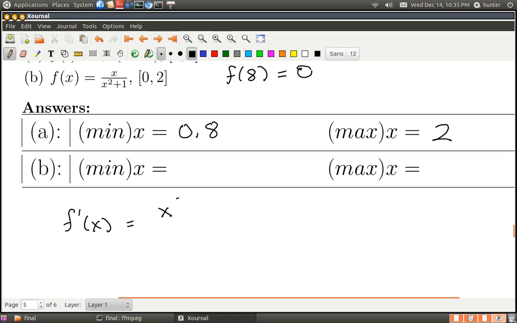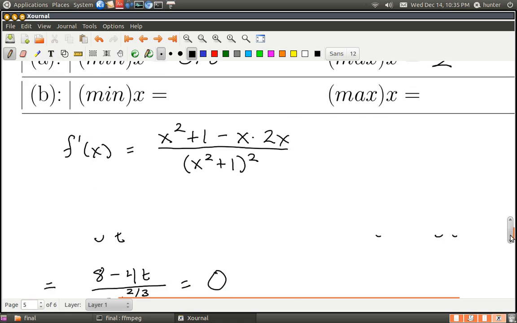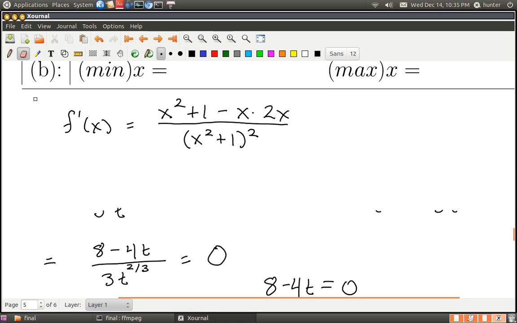I get x squared plus 1 minus x times 2x. You guys don't need any coddling with the quotient rule, right? I think everybody knows the quotient rule pretty well. And now we're done. Let's see what happens when the dust clears.